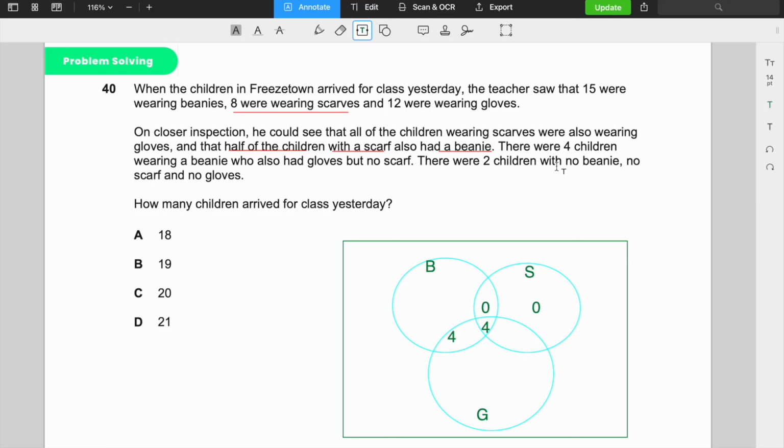There were 2 children with no beanie, no scarf, and no gloves. So 2 children there. Now, you might be thinking, okay, what goes here, and what goes here, and what goes here? That's where you have to come in and use these values.